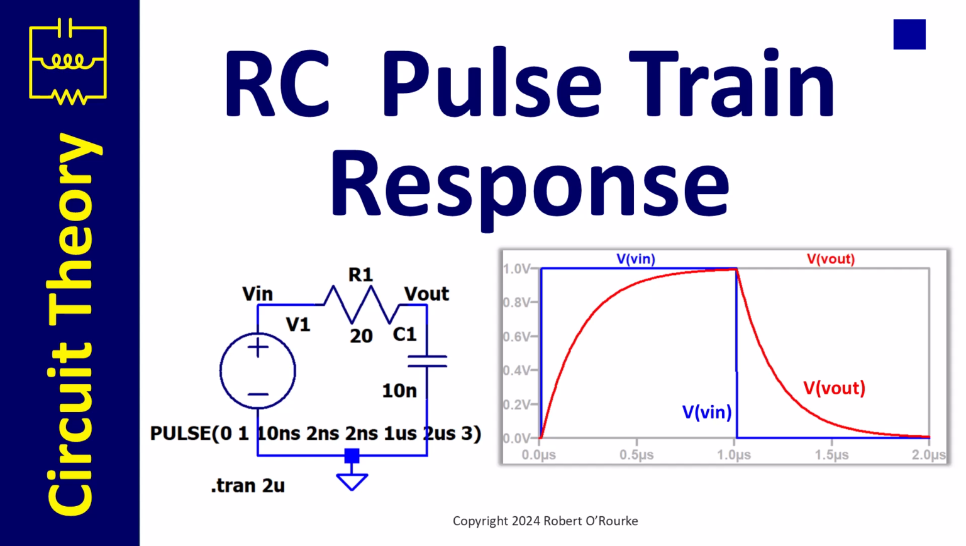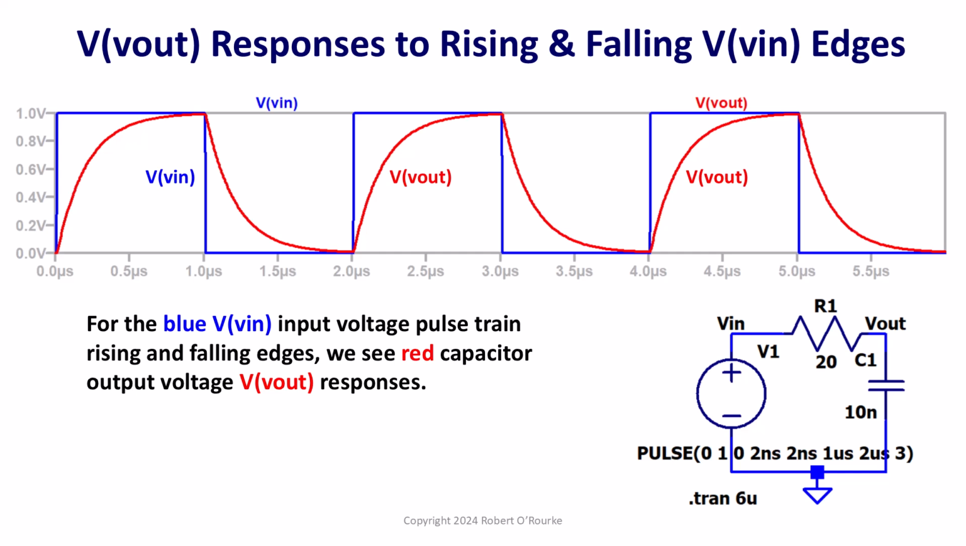Welcome! This video analyzes the response of an RC circuit to a pulse train input voltage signal. The blue VN voltage input signal is a pulse train with a pulse width of 1 microsecond. At 0, 2, and 4 microseconds, there is a steep rising edge on the VN input voltage. At 1, 3, and 5 microseconds, there is a falling edge in the VN pulse train signal.